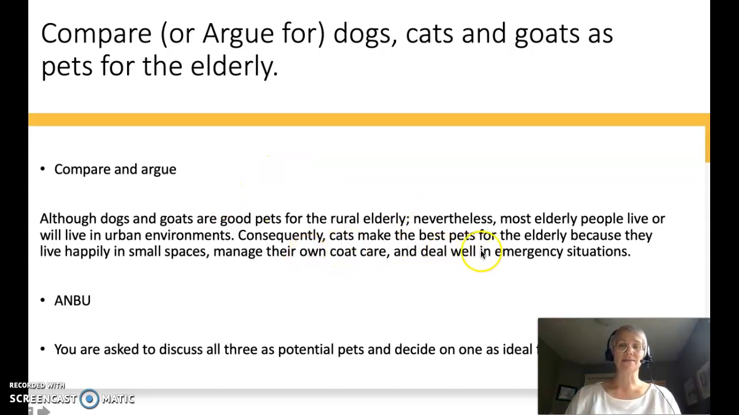So cats make the best pets for the elderly because they live happily in small spaces. That will be a paragraph. They manage their own coat care. That will be a paragraph. And they deal well in emergency situations. That will be another paragraph. So you can see when you're comparing or arguing, your papers do tend to be quite a bit longer.